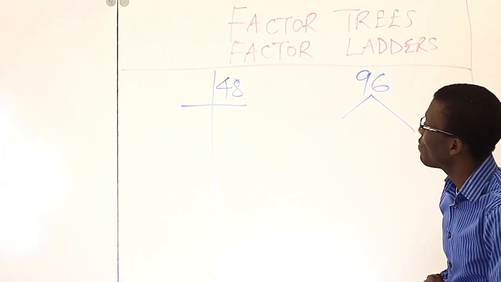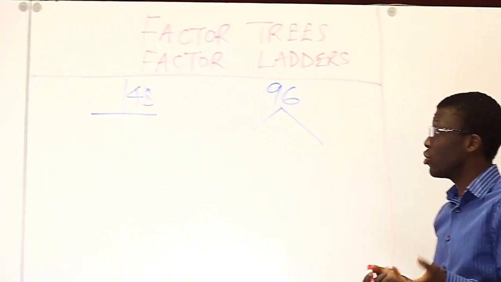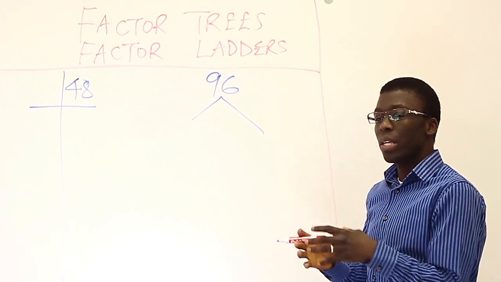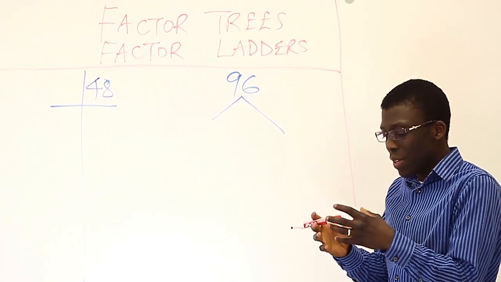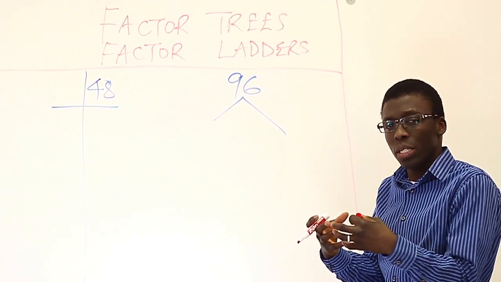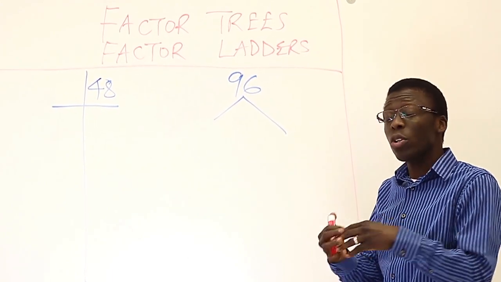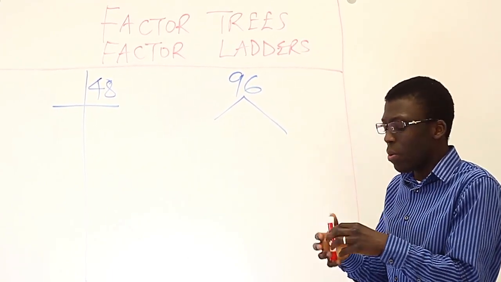So we're looking at factoring numbers, so factor trees and factor ladders. When you're given a number, you need to recognize that within that number, it has parts to it, and it has things that multiply to give you the number in question.